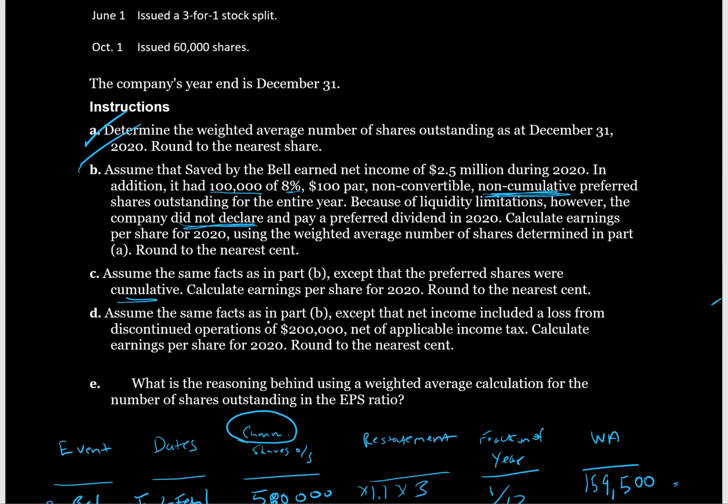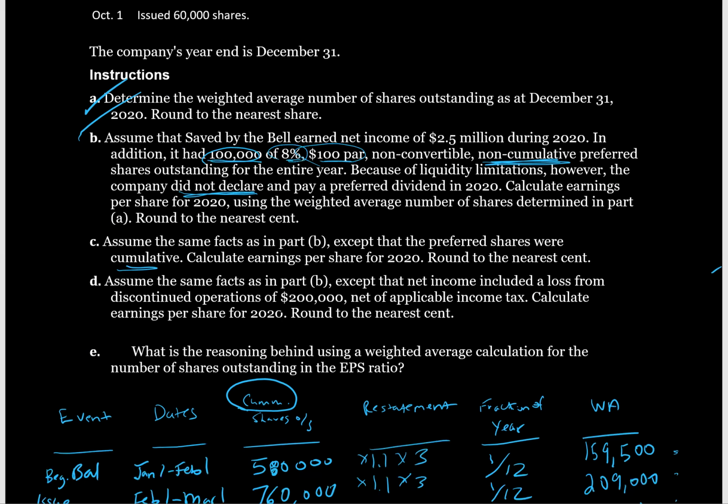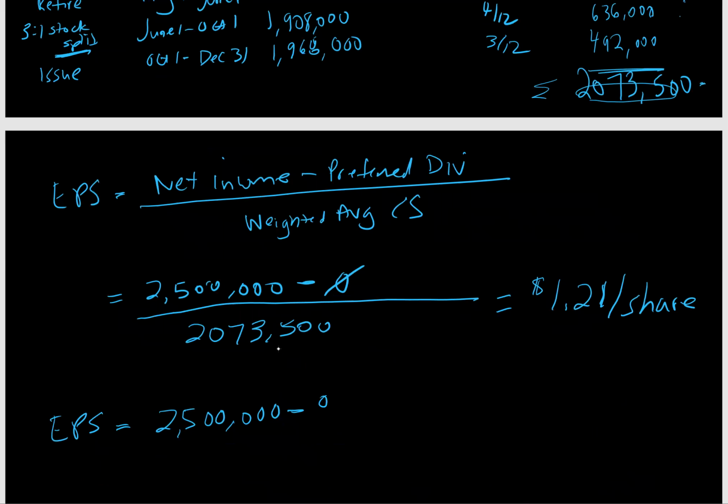Net income is 100,000, 8%, $100 par. So we're going to take 100,000 times 8% times 100. We're going to take 100,000 of these 8% preferred shares. They're each worth $100 and they pay a dividend at 8%. So we multiply 100,000 times the $100 par value times 8%, which gives us a dividend of 800,000.